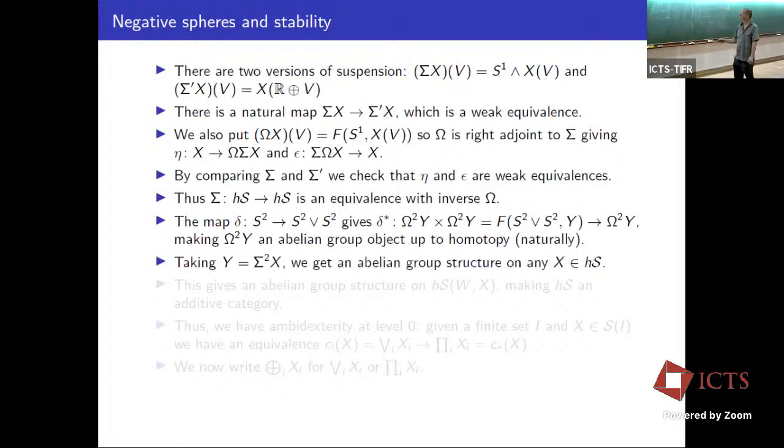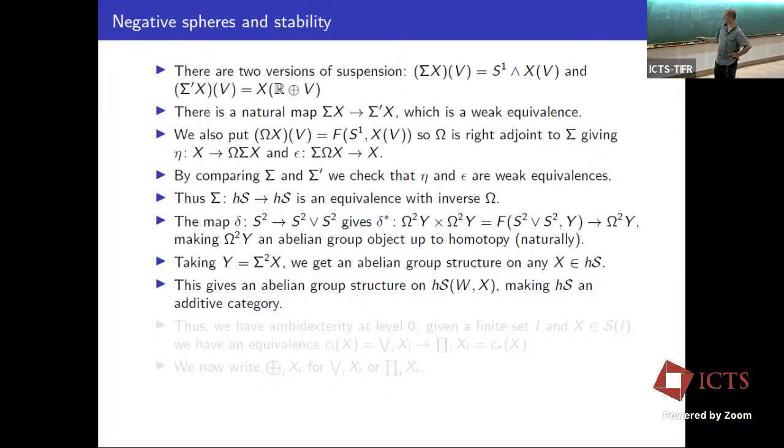But we could take Y to be sigma squared X for any X, and then omega squared sigma squared X is just the same as X by what we set up here. So you get a natural abelian group structure on any X. And using that, you've got the morphisms in the homotopy category from W to X, using the group structure on X. You get an abelian group structure on this set, and this makes HS into an additive category.